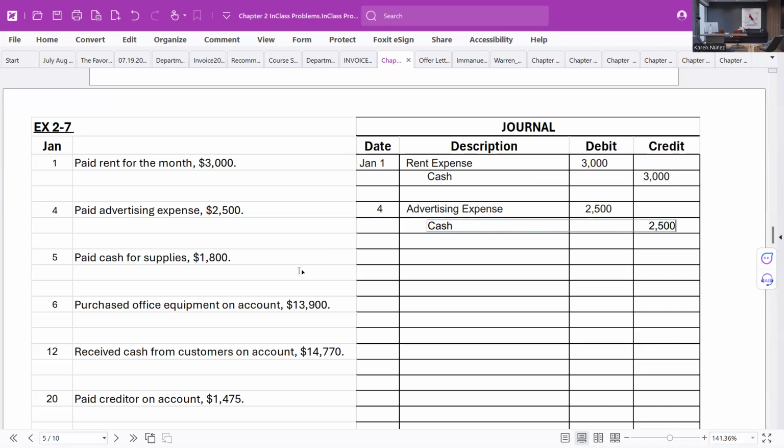Okay. Next, we are paying on January 5th for supplies, paying cash for supplies. So we are buying supplies. Supplies is an asset. The way you increase an asset is by debiting it. So we're going to debit the supplies account. How much? $1,800. Debit the supplies for 1,800, and we're paying cash. Indent that credit because we want to reduce that asset called cash. The way you reduce an asset is by crediting it. So credit the cash account for $1,800.